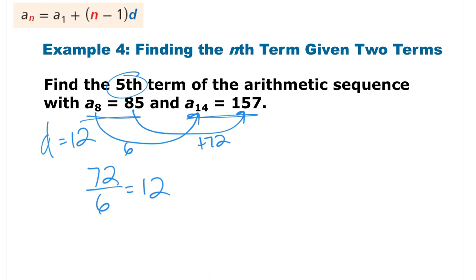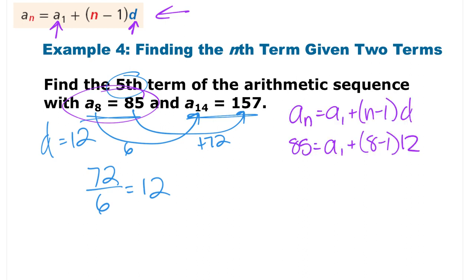Looking back at my general formula, I now know d, but I do not know the first term yet. So we can use maybe one of our terms here to figure out the first term. Here I've taken the general form and I've filled in some things that I know. I use this 8th term right here. A sub 8 is actually 85, equals a sub 1, I don't know what that is yet, plus 8, because this was the 8th term, which was 85, minus 1, times our common difference, which we already found was 12. So now I can solve this like a regular equation to find my first term.